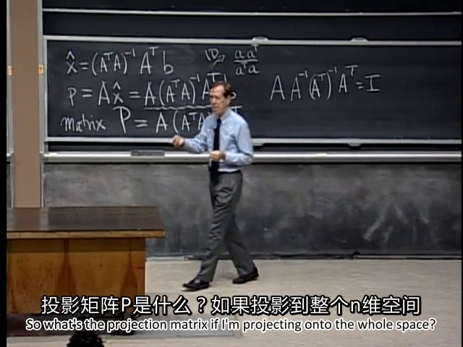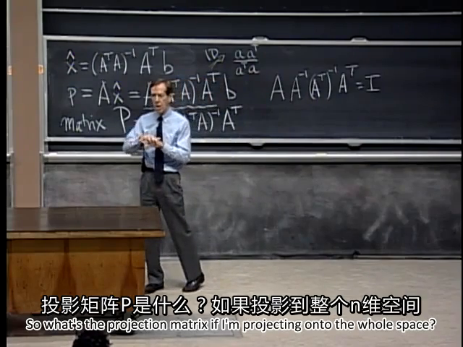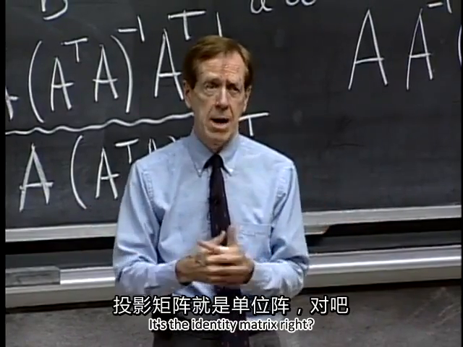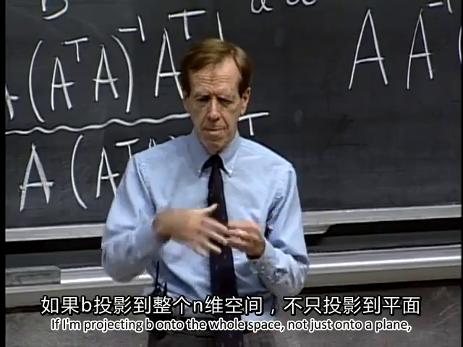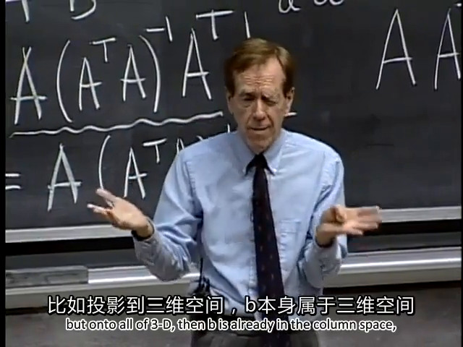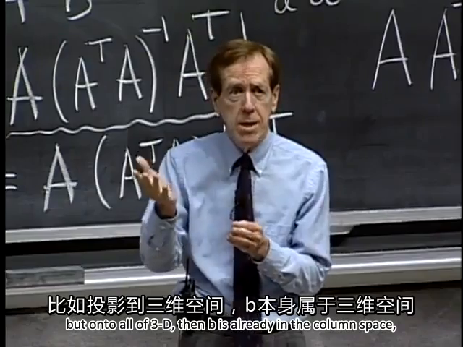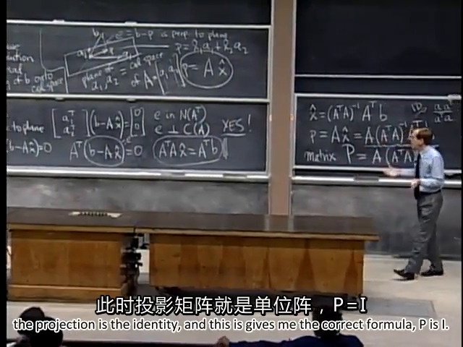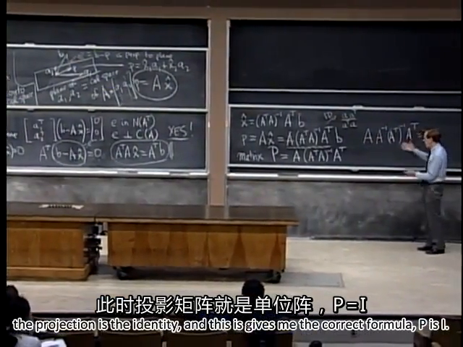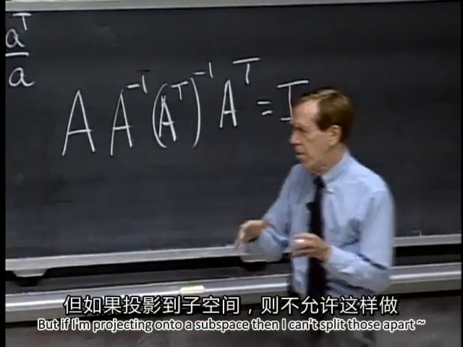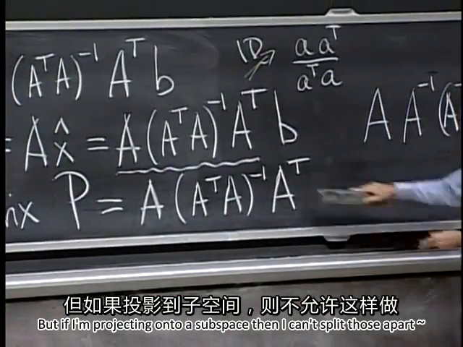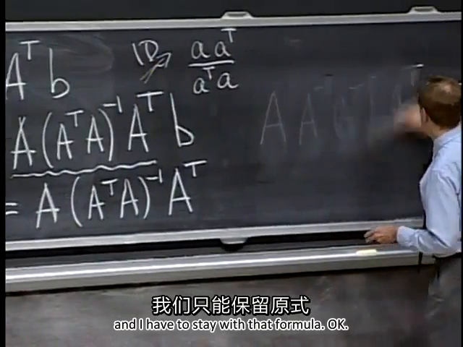So what's the projection matrix if I'm projecting onto the whole space? It's the identity, right? If I'm projecting B onto the whole space, not just onto a plane, but onto all of 3D, then B is already in the column space. The projection is the identity, and this gives me the correct formula, P is I. But if I'm projecting onto a subspace, then I can't split those apart, and I have to stay with that formula. Okay.